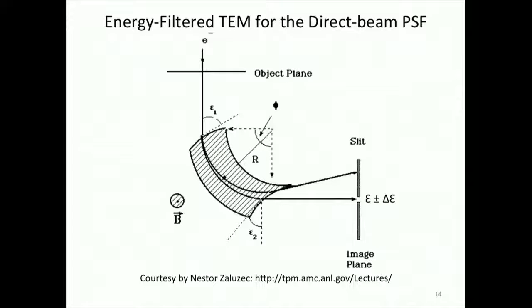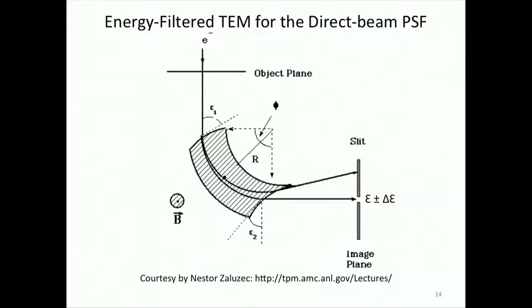First, to measure the direct beam PSF, I'm going to use an energy filter TEM, which consists of the following: you have a sample on the top here, and after the electron went through the sample, the electron will lose energy and enter the spectrometer here, where we have a magnetic field that bends the electron depending on the energy of the electrons.